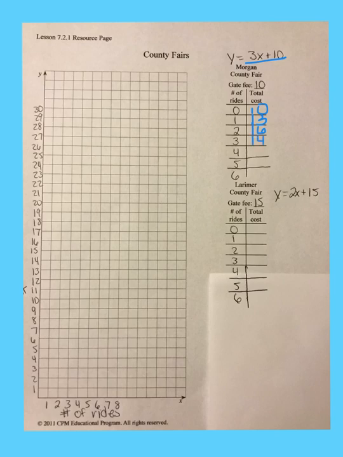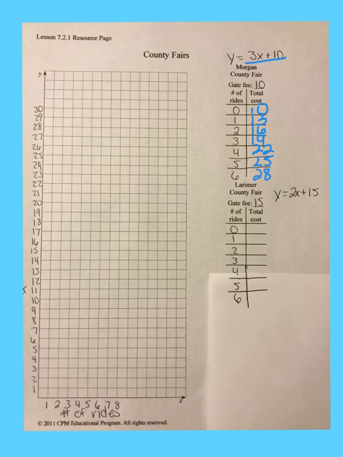And 4 times 3 is 12 plus 10 is 22. And 5 times 3 is 15 plus 10 is 25. And 6 times 3 is 18 plus 10 is 28.